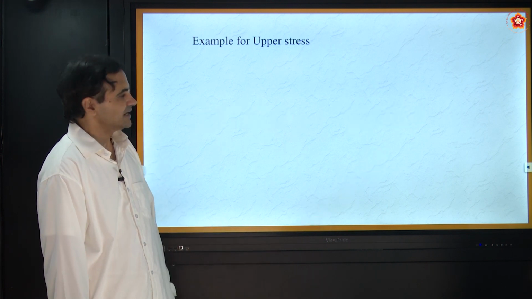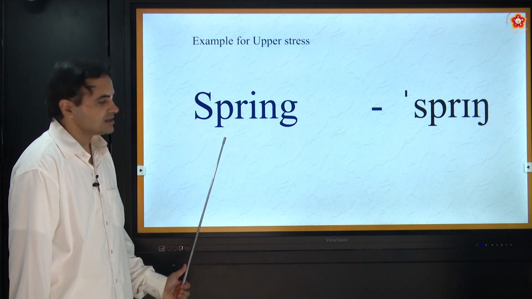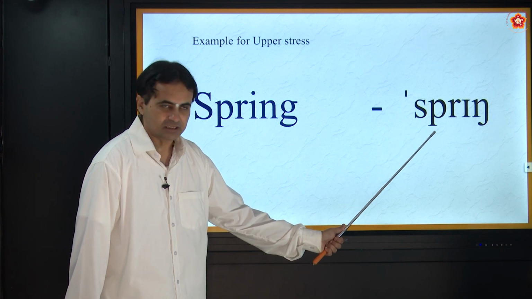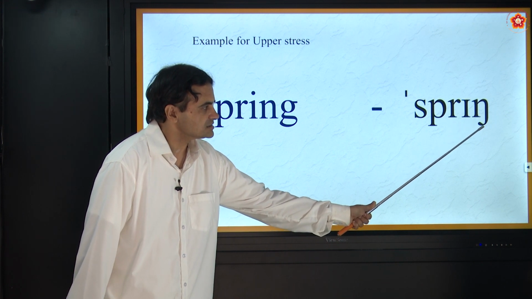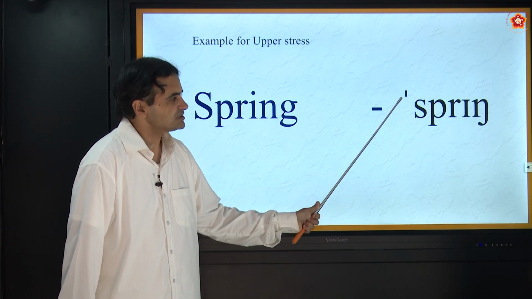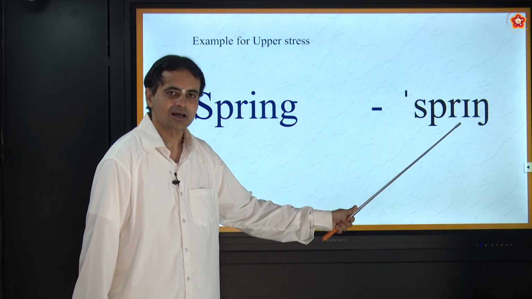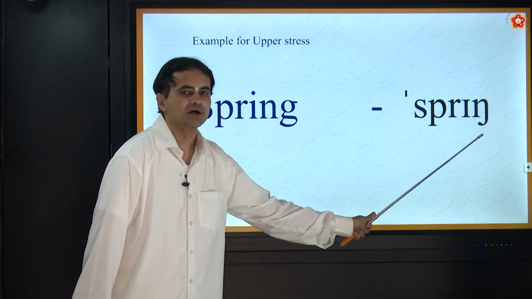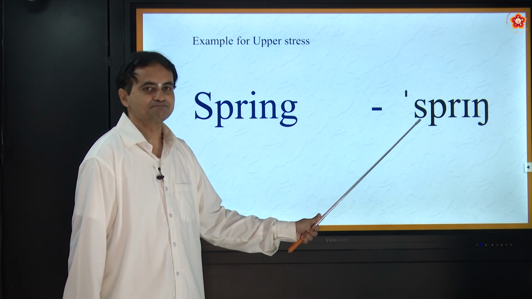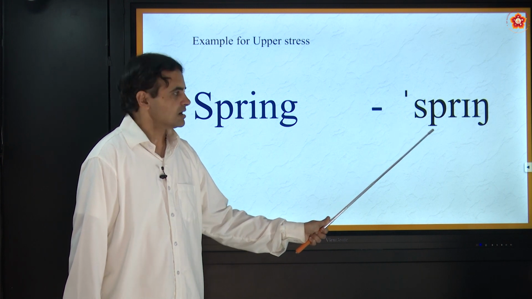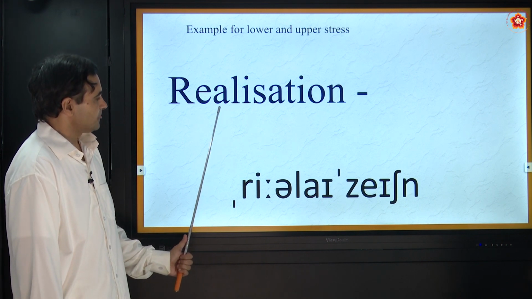Gather. Next one. Let's see some more words. How to pronounce this word? S, P, R, I. Spring. This is ing, and there is an upper stress here. This is a one syllable word, spring. Therefore, there is stress in the beginning itself, so you have to stress more. Spring. So this is the pronunciation. Next one. Let's see this word.